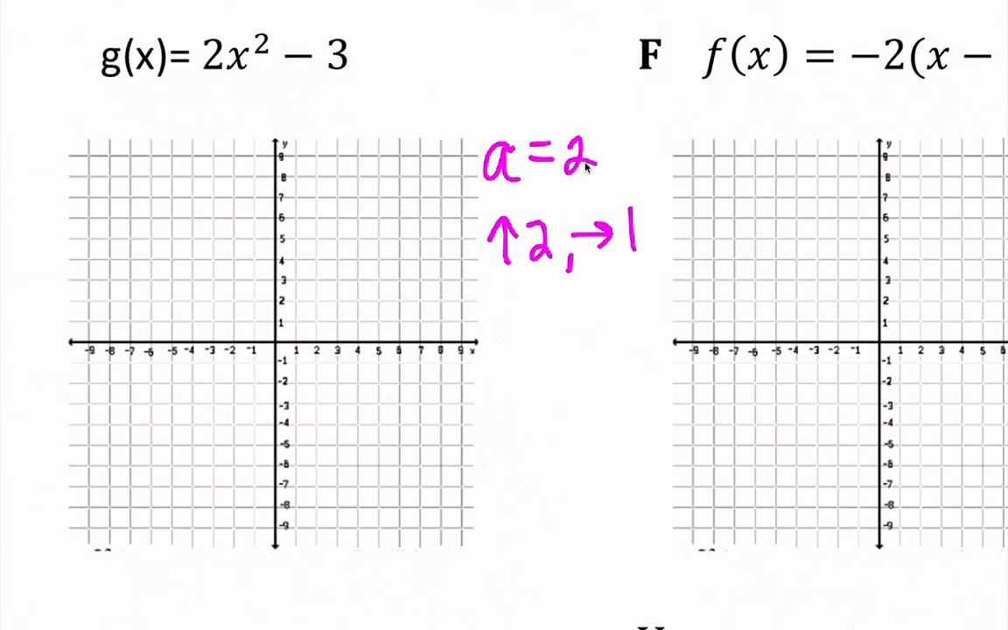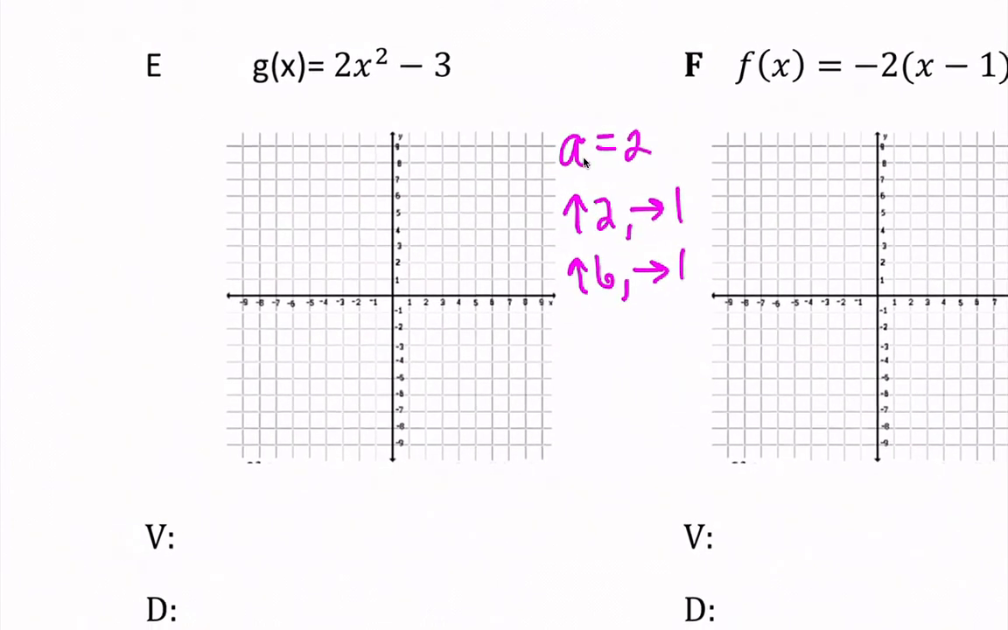Okay, the next one was supposed to be up 3 over 1. So I take that 3 and I multiply it by my a value, 2. 3 times 2 is a positive 6, so that tells me to go up 6 over 1. All right, so now let's find our vertex.